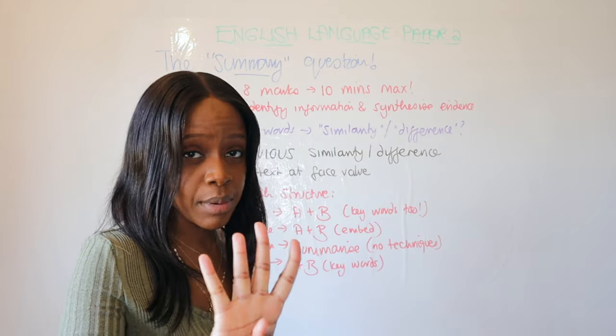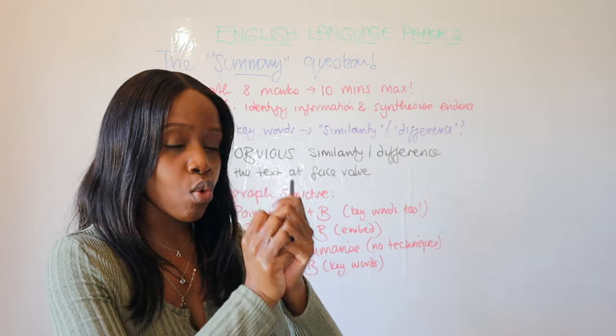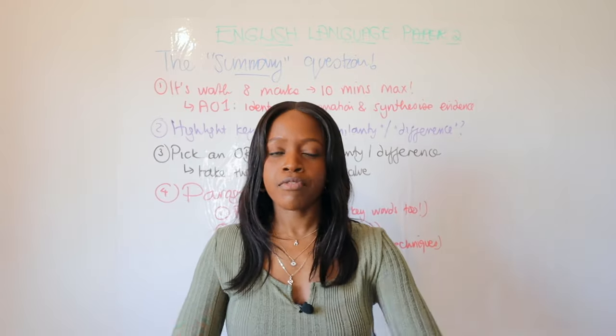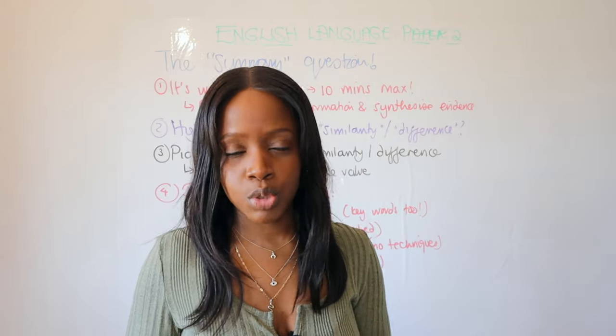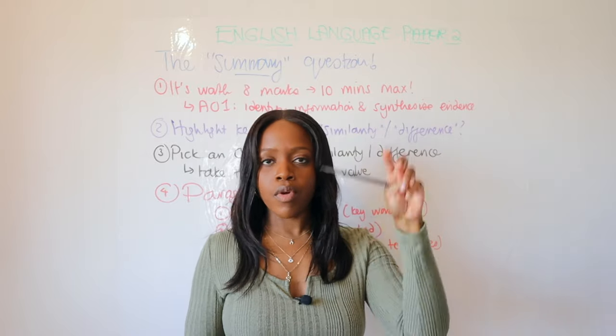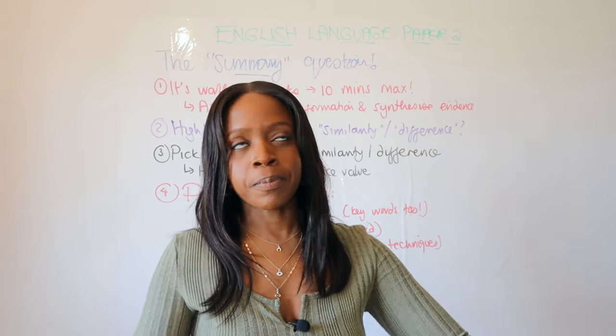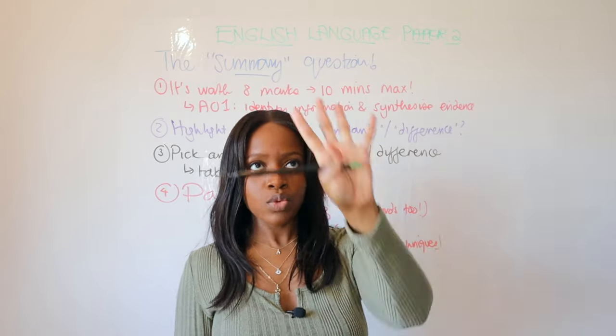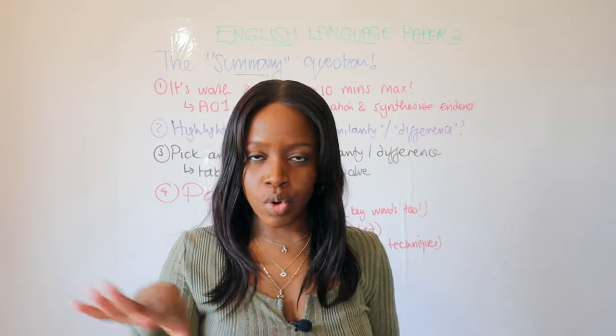And finally, step number 4, this is how you now bring it all together. A mistake students make for question 2 in the language paper 2 exam is, they're like, okay, great, I've got my 2 bits of evidence from source A and source B. Paragraph 1, I'm going to talk about source A, and then paragraph 2, I'm going to talk about source B.